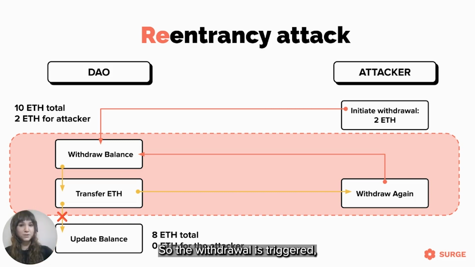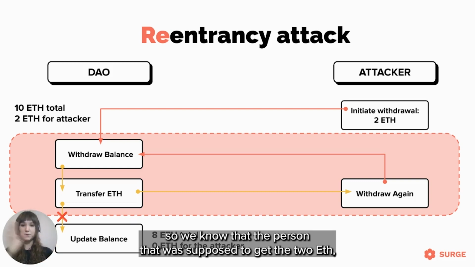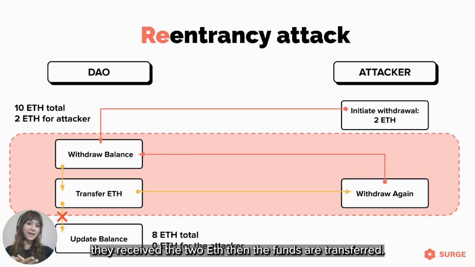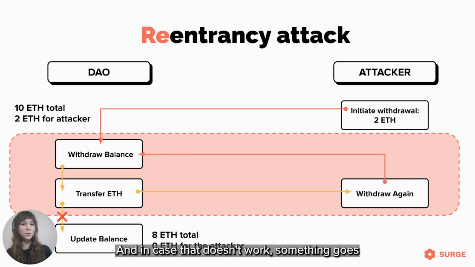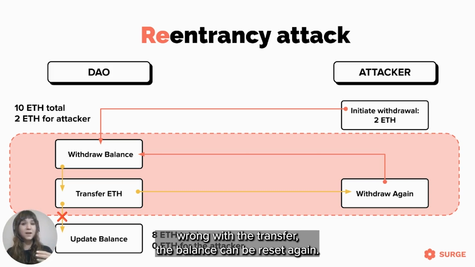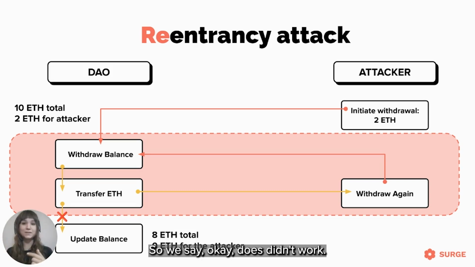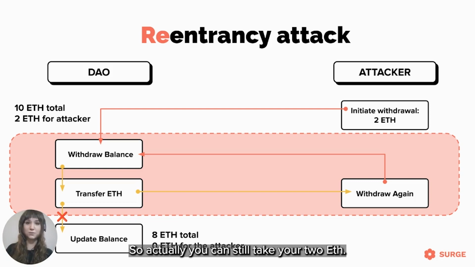So the withdrawal is triggered. First, we update the balance. So we know, okay, the person that was supposed to get the 2 ETH, they received the 2 ETH. Then the funds are transferred. And in case it doesn't work, something goes wrong with the transfer, the balance can be reset again. So you say, okay, this didn't work. So actually, you can still take your 2 ETH.